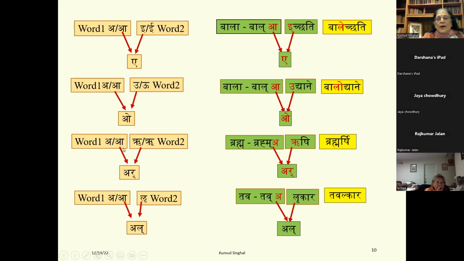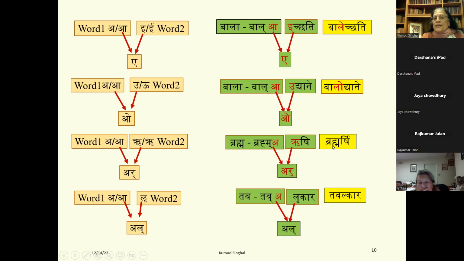Now the first word ends in a or ā, and the next word begins with ṛ or ṝ. They will be replaced by ar. So here, Brahma ends in a, and ṛṣi begins with ṛ. So this will be replaced by the guna, which is ar. So now let's look at what is happening here. This is ma. So now in ma you add a, so it becomes ma. So ma and a becomes ma, and ra is written here.